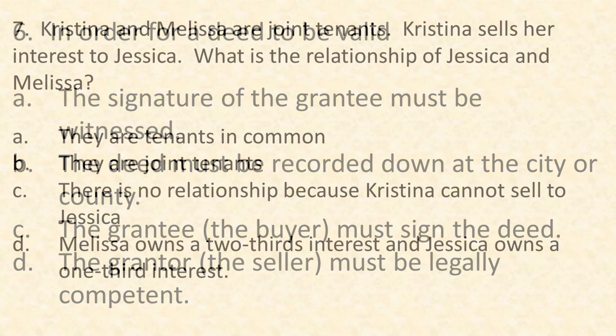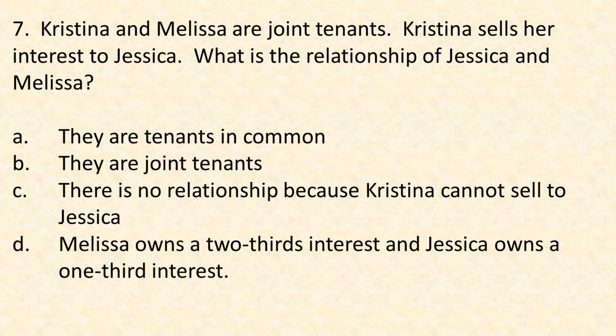Question number 7. Christina and Melissa are joint tenants. Christina sells her interest to Jessica. What is the relationship of Jessica and Melissa? A, they are tenants in common. B, they are joint tenants. C, there is no relationship because Christina cannot sell to Jessica. Answer D, Melissa owns a 2/3 interest and Jessica owns a 1/3 interest.